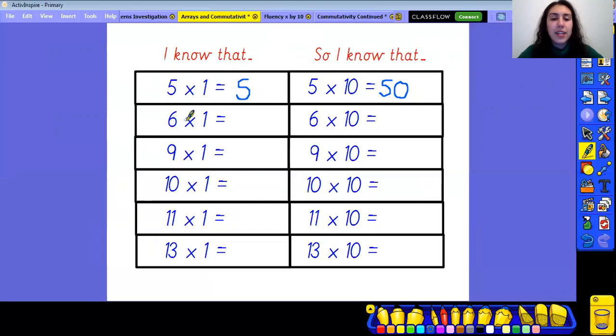If I know that 6 times 1 is, that's right, when I times by 1, my product is the same as my first factor. So 6 multiplied by 1 is 6. But now if I multiply by 10, that means my answer is 10 times bigger. And I show that by adding that 0 on the end. So if I know that 6 multiplied by 1 is 6, I know that 6 multiplied by 10 is 60. Why don't you pause the video, have a go at finishing these calculations, and then we'll go through them.